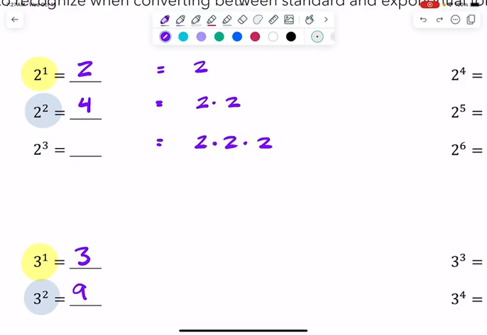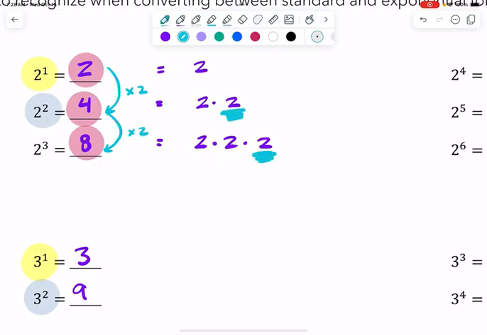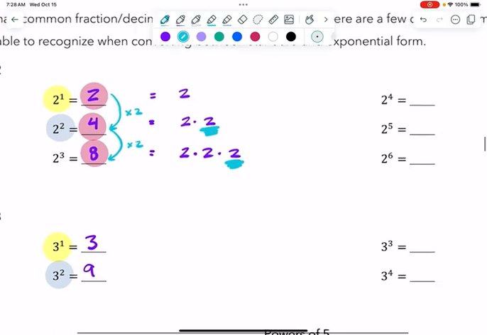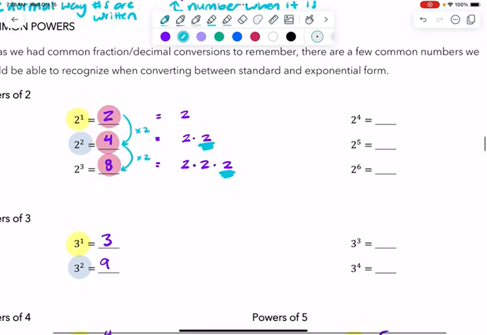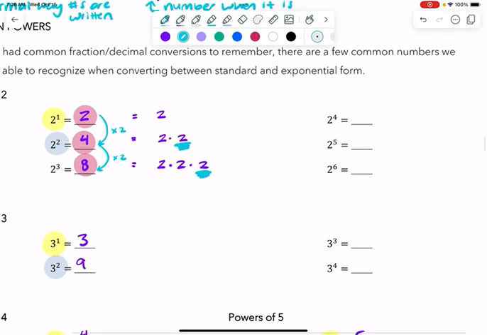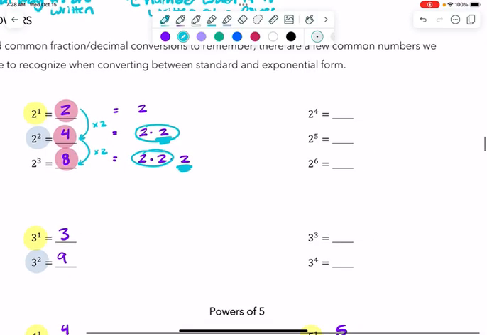2 to the power of 3. I've got 2 times 2 times 2, which I get as 8. Now, I'm noticing in my answers here, every single time I write an answer, it's just getting bigger, as if I multiplied my answer by 2 from line to line, which is exactly what I'm doing, right? Every single time in the repeated multiplication, I end up just multiplying my previous answer by 2 one more time.